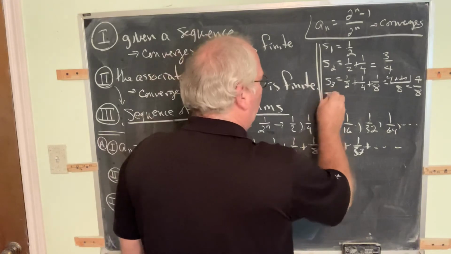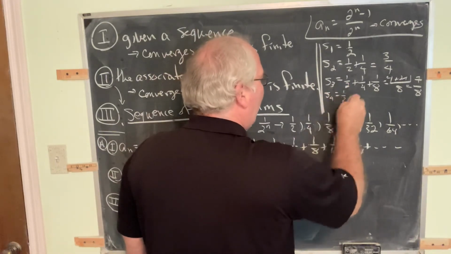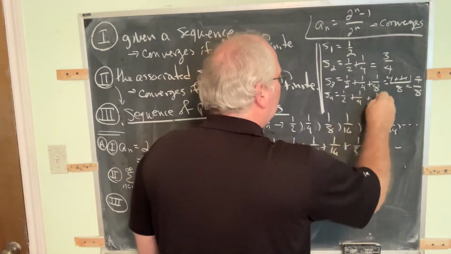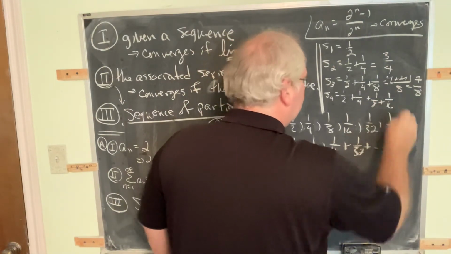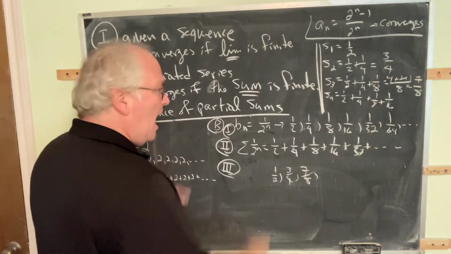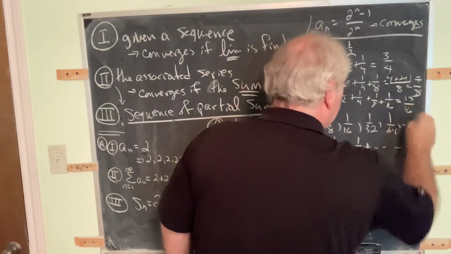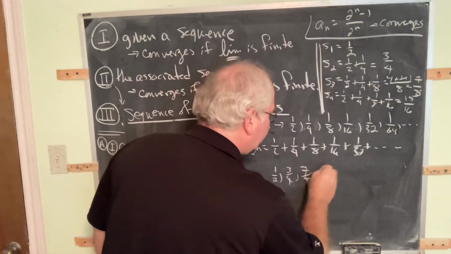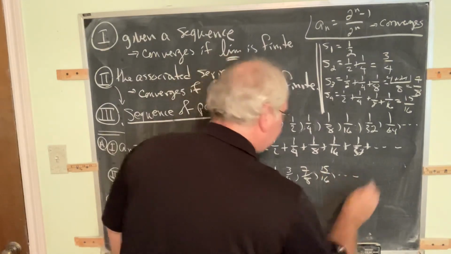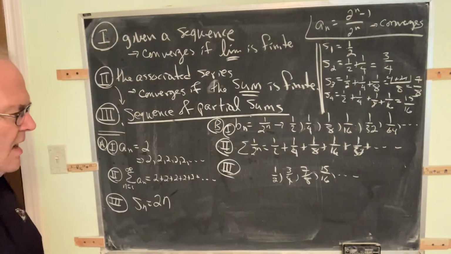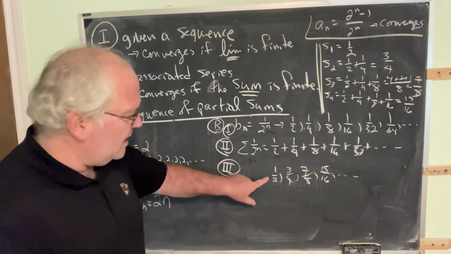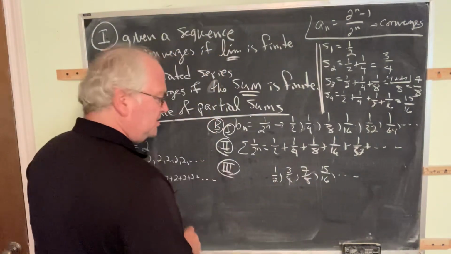And let's do one more. S sub 4 is 1/2, 1/4, 1/8, 1/16. It is not obvious, but if you do the arithmetic, this adds up to 15/16. This is the sequence of partial sums.